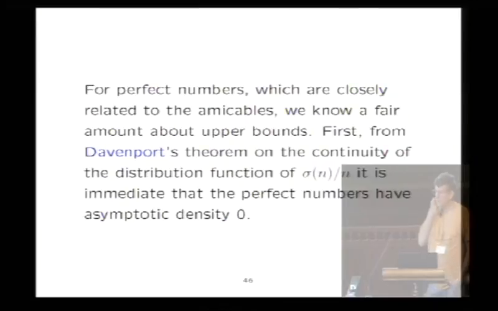So perfect numbers are closely related to amicable numbers. They're the fixed points for the function s. And an immediate corollary of Davenport's theorem on the density of n with sigma(n)/n less than or equal to u is that, from the continuity of that function, the perfect numbers have asymptotic density 0, because they are the n's where sigma(n)/n is between 2 minus epsilon and 2 plus epsilon. All the perfect numbers are contained in that set, and as epsilon tends to 0, the density of n's that satisfy that inequality tends to 0 by continuity.